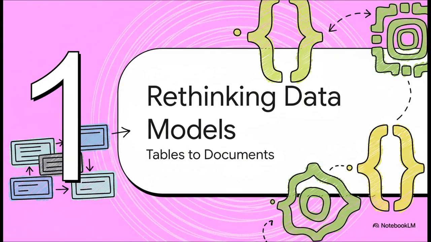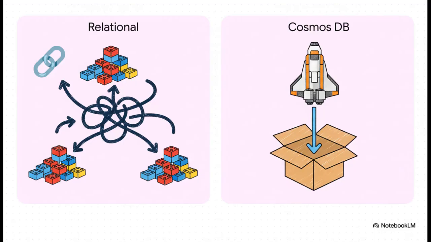All right, our first stop is easily the most fundamental shift you need to make. It's all about rethinking the data model itself. This means we're leaving behind the comfortable, structured world of relational tables and fully embracing the power and flexibility of self-contained JSON documents. Think about it like this.